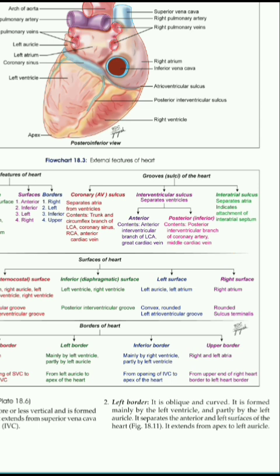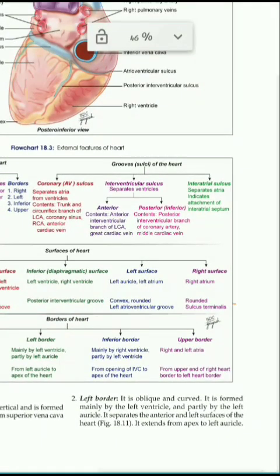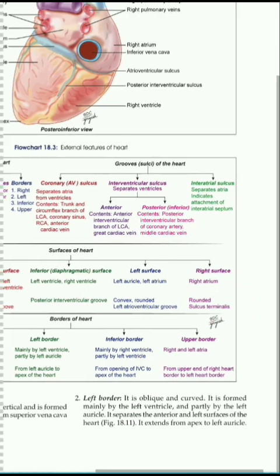If we see the left surface, we see the left auricle and left atrium; it is basically convex, with a rounded left atrioventricular groove. And if we see the right surface, we see the right atrium and a rounded sulcus terminalis. The sulcus terminalis is where the rough part and the smooth part are connected together. So on the right surface we found the rounded sulcus terminalis.